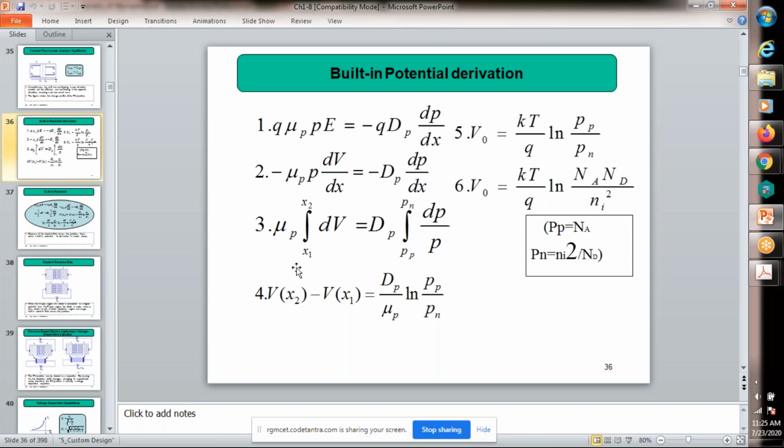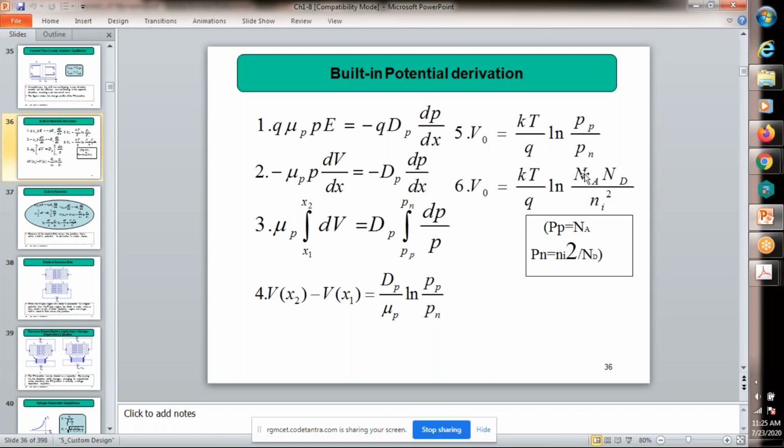And this is a normal simplification: V at x2 minus V at x1, and dp. Then take mu p to the right hand side, integration of 1 by p, ln of pp by pn. Now again by using the Einstein relation, Dp by mu p is equal to kT by q, then that is equal to ln of pp by pn.